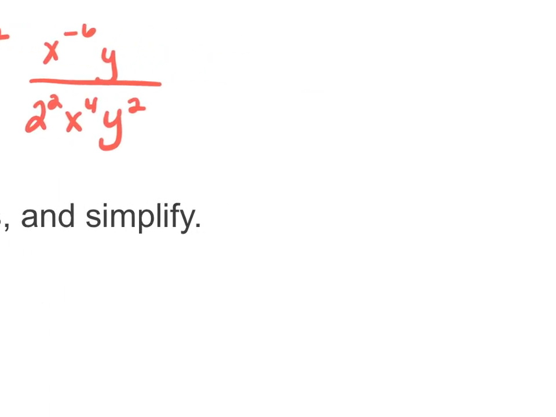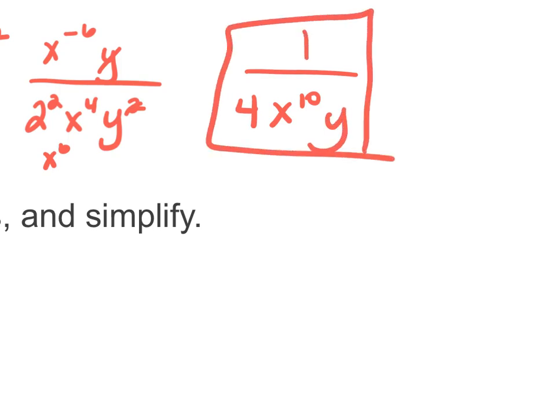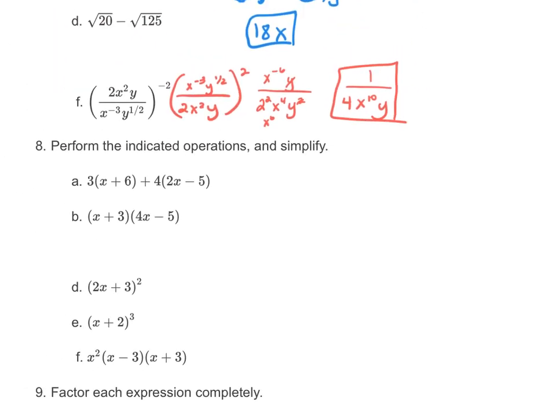Now the x to the 6th is going to move to the bottom. This is 4. X to the 6th times x to the 4th is x to the 10th. And then one of the y's cancels. So I end up with 1 over 4 x to the 10th y.